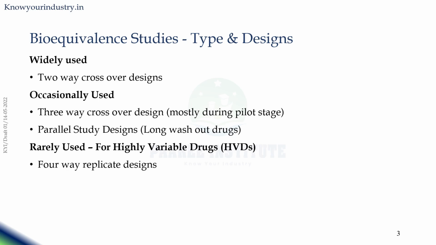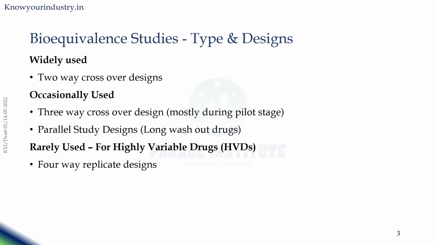In case of bioequivalence studies, the widely used design is a two-way crossover design. Sometimes we use three-way crossover design, parallel study designs. Three-way crossover is generally used in the pilot stage or the development stage of the product, where you want to test two test products against the reference product. So here the subject will be exposed to three different treatments. That means test one, then test two, and the reference in a randomly assigned sequence as well as a randomly assigned group. So this is how the three-way crossover studies will generally be carried out.